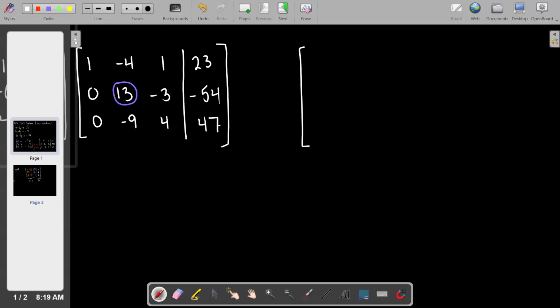So notice I left a space. I'm going to take the worker bee row and I'm going to copy him over. So I'm going to have 0, 13, -3. And then the augmented side, I'm going to have my -54. And then I'm going to shut the matrix like this.